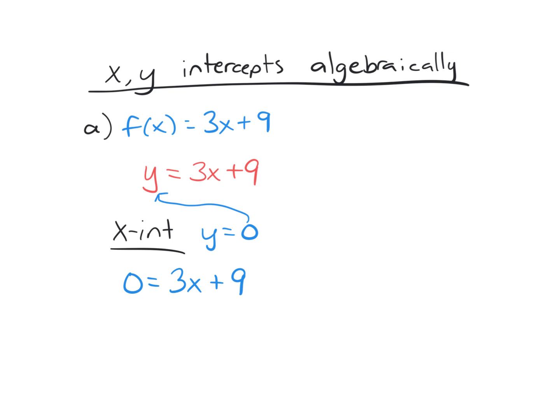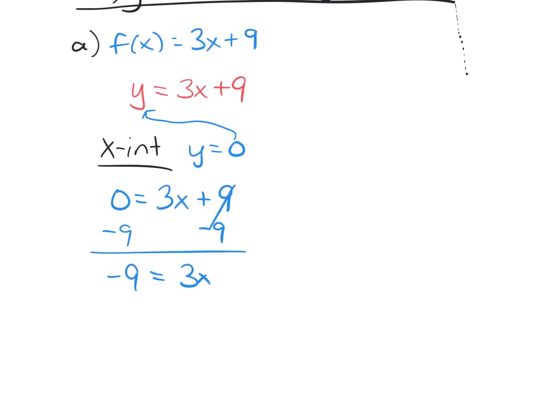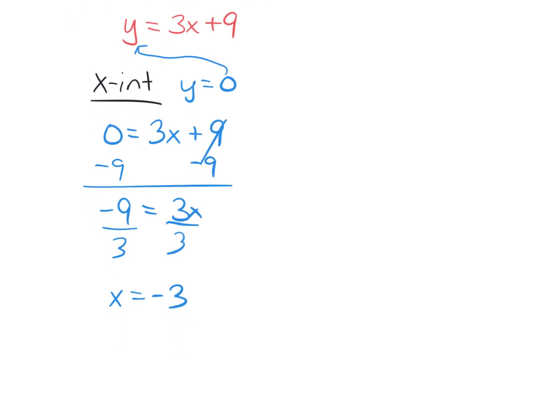What's my first step? Subtract 9. So I have negative 9 equals 3x. Last step to solve, divide by 3. So we have x equals negative 3. Now, is that how I write my answer? No. What do I want to write it as? Coordinates. So it would be my x is negative 3 and my y is 0.